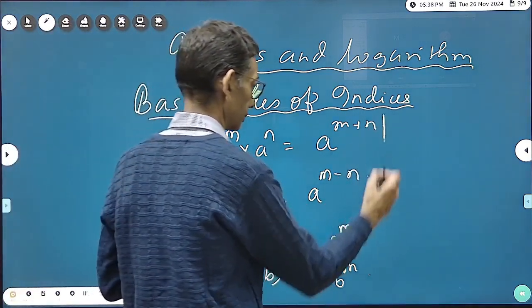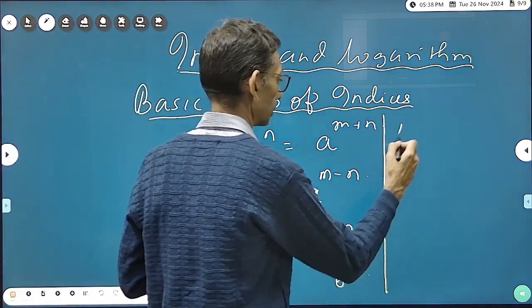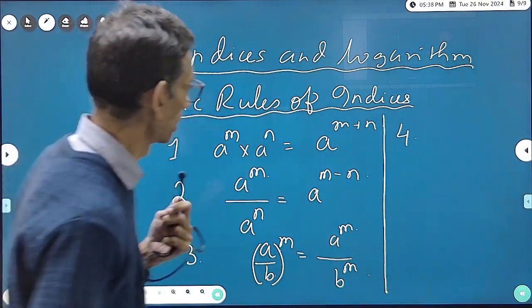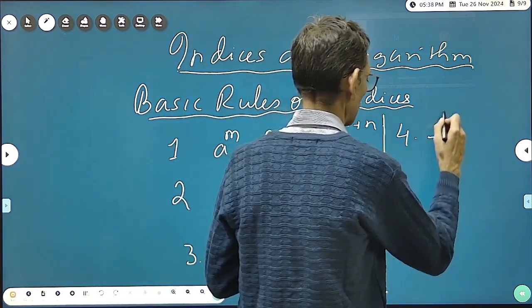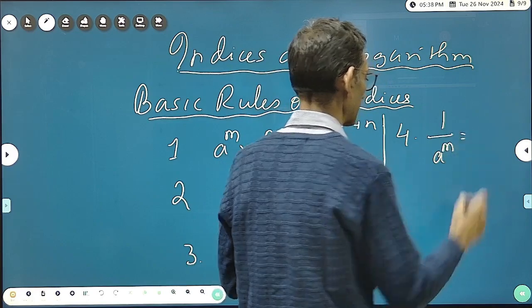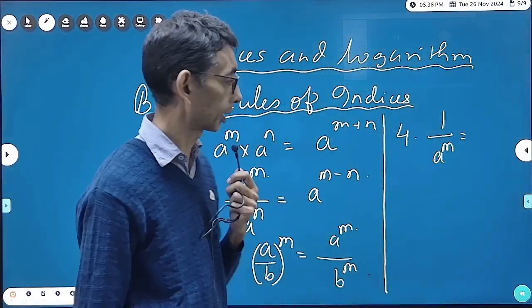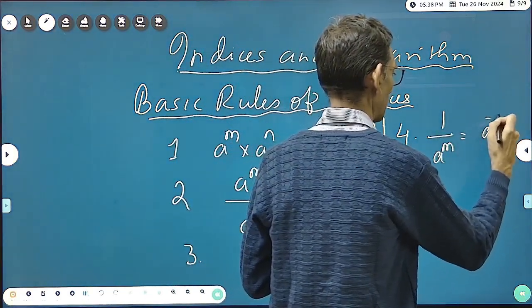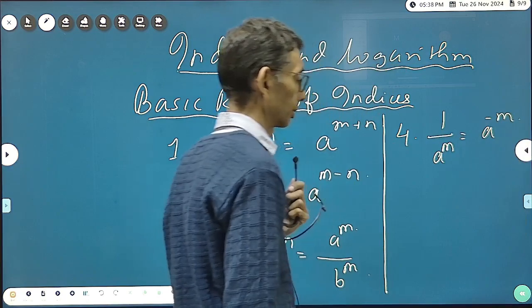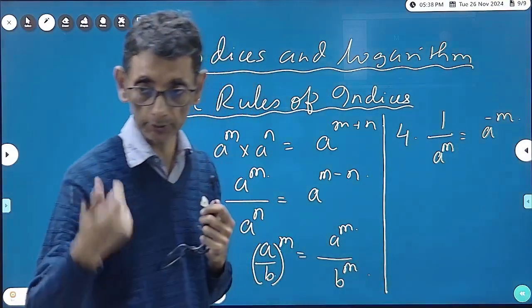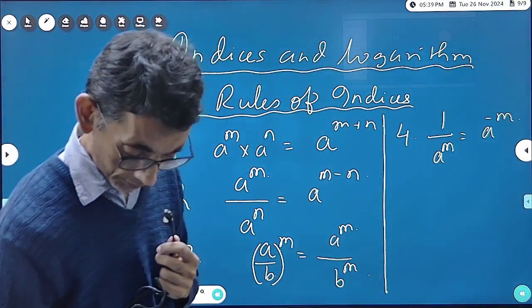Then law 4. If there is a reciprocal like 1 upon a to the power m, 1 by a to the power m, if you bring a to the power m up, it becomes negative. Or similarly, if there is a negative exponent, it will become positive if you take it to the numerator, right?